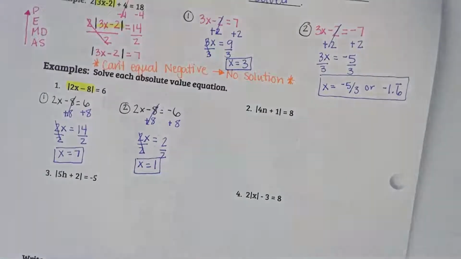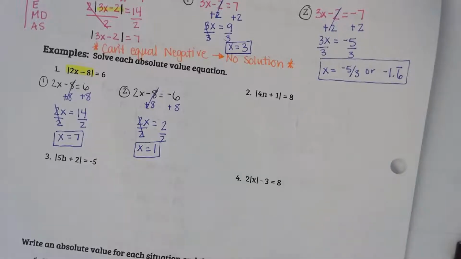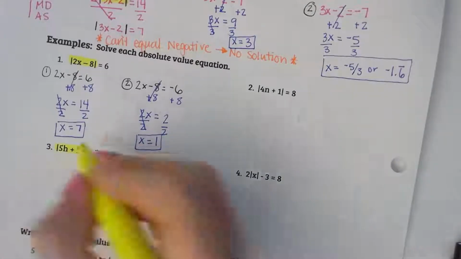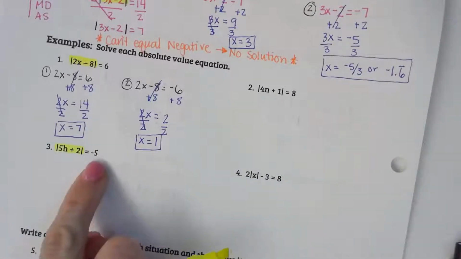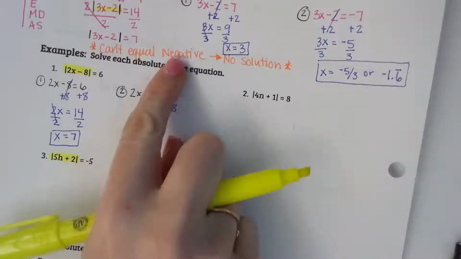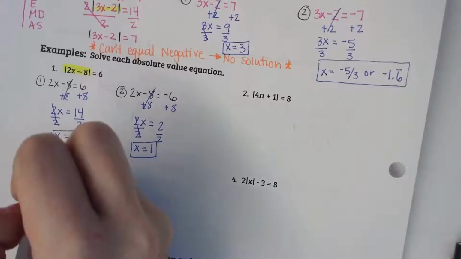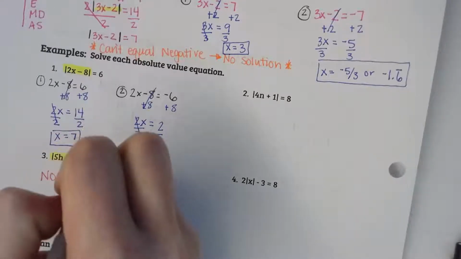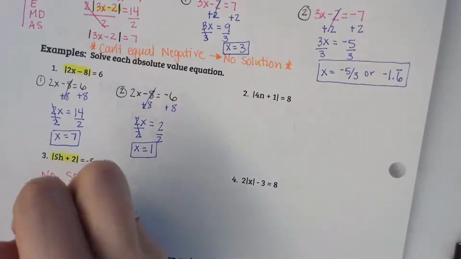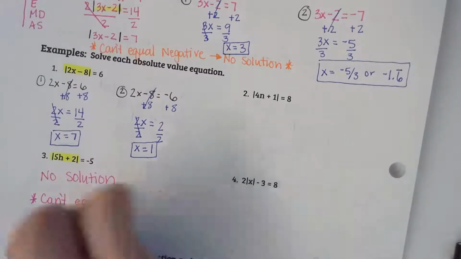Okay, for number 3. Okay, so again, we want to make sure that this is by itself, which it is. But see how this equals a negative? So this is actually a no solution one because this right here can't equal a negative, so it would be no solution. You don't have to put this every time, but I just want to reiterate that it can't equal a negative.